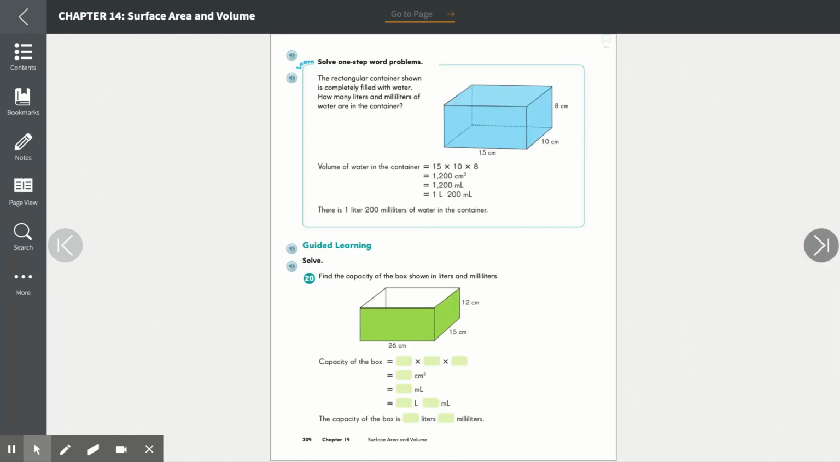And we'll be doing the rest of this practice on IXL. So we're skipping here to the one-step word problems.